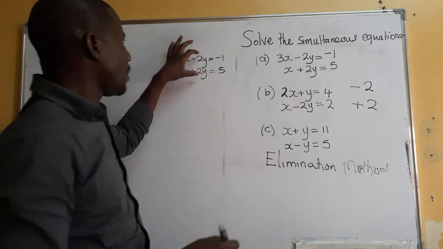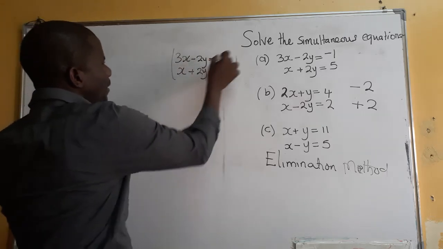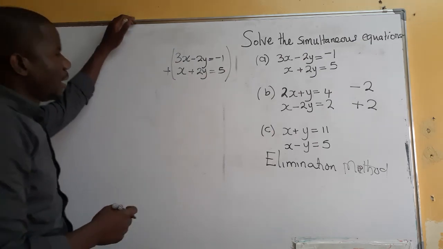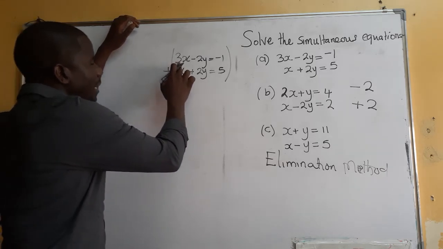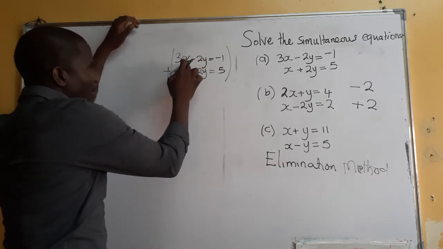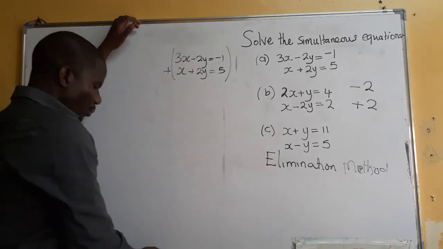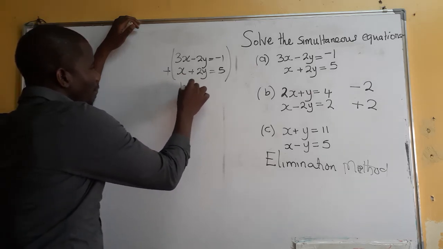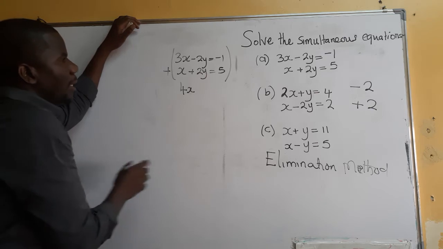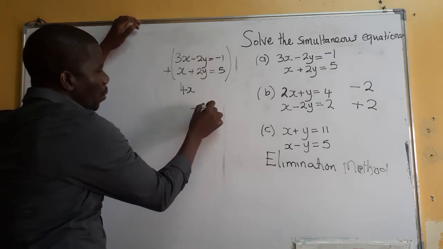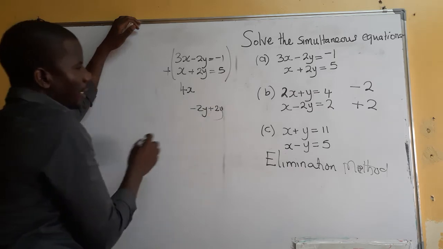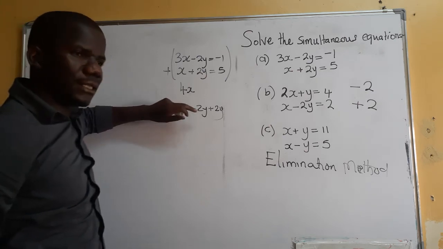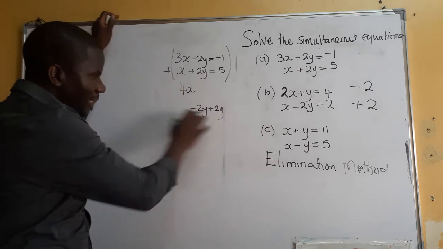Now, addition does not just happen to this one. It is going to affect everything here. So we add the like terms. 3x plus x, what do we get? This is going to give us 4x. Then -2y plus 2y is going to give us 0. Therefore, we have eliminated y.